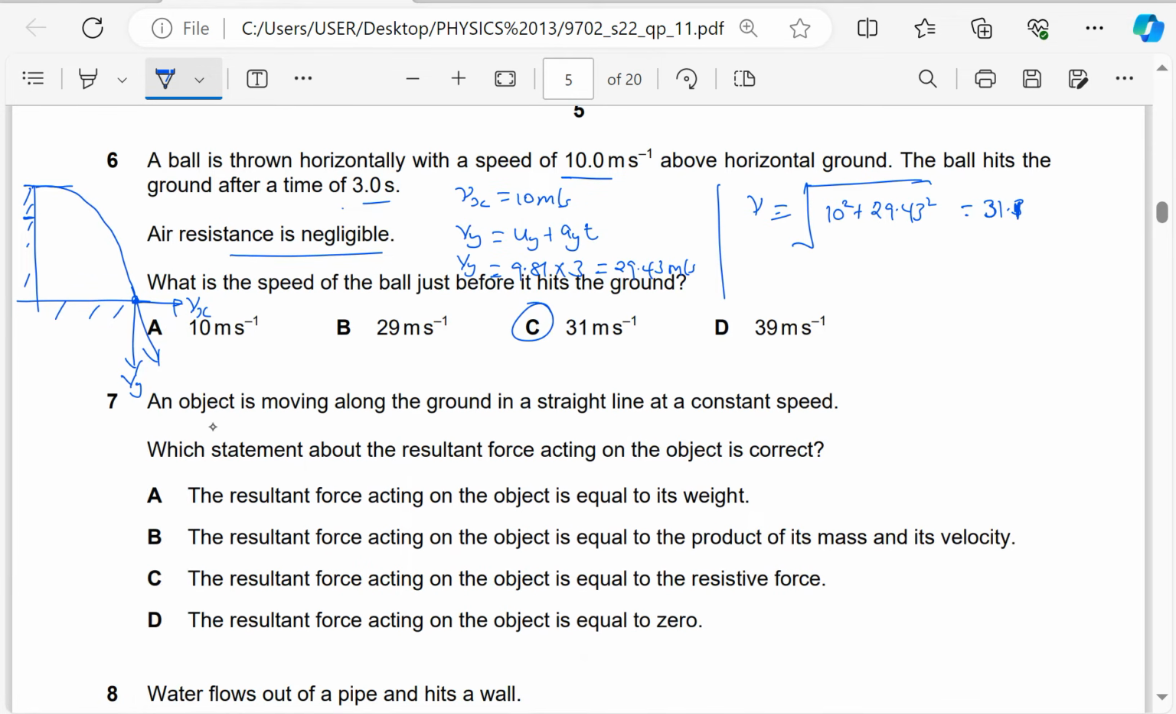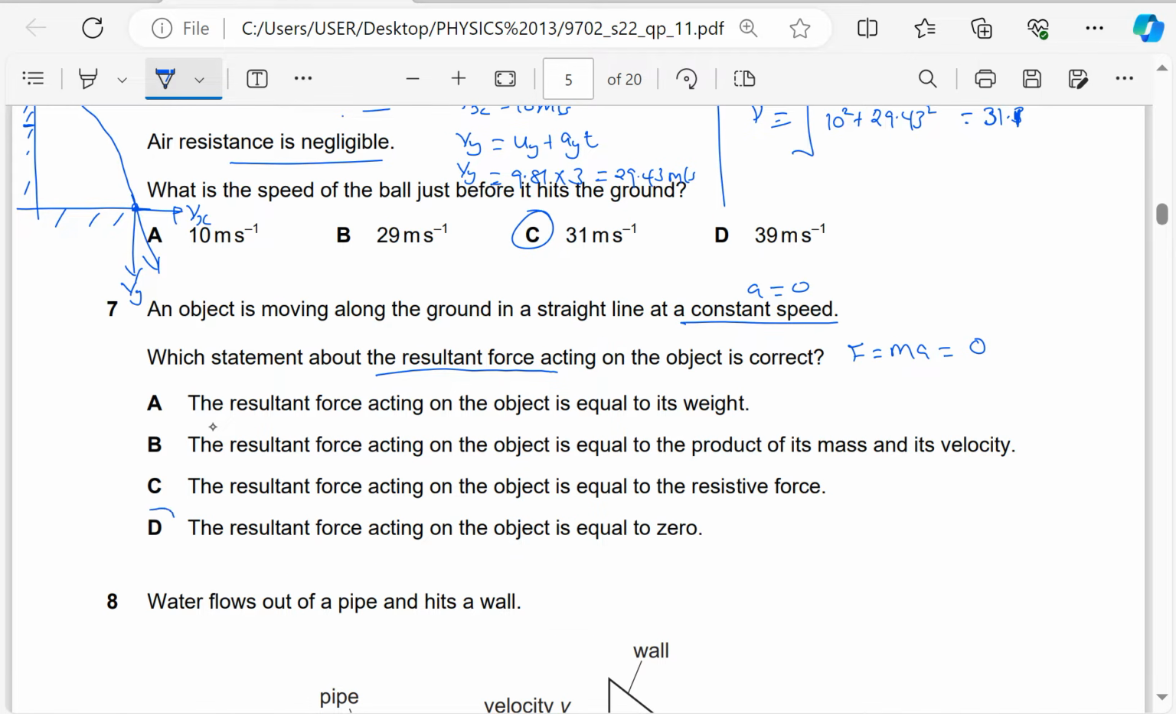An object is moving along the ground in a straight line at a constant speed. Constant speed means acceleration should be 0. Which statement about the resultant force acting on the object is correct? If the acceleration is 0, it means the resultant force, which is ma, should also be 0. So the resultant force acting on the object is equal to 0. So I will just pick the answer D.